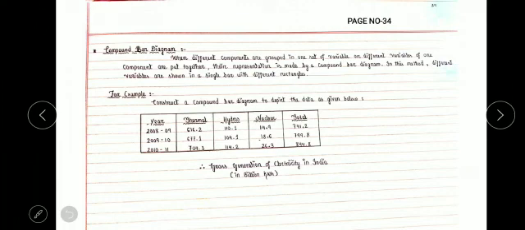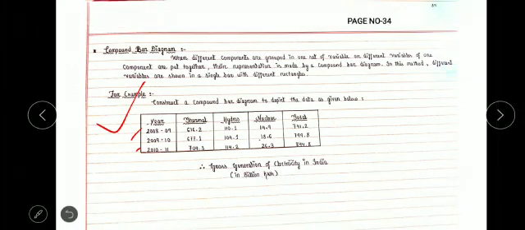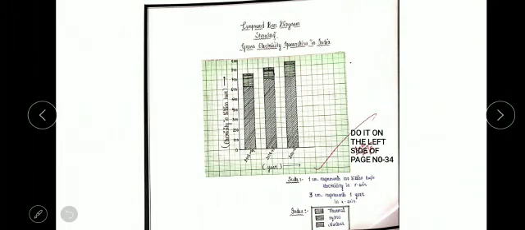When different components are grouped in one set of variable, or different variables of one component are put together, their representation is made by a compound bar diagram. One example is here. Construct a compound bar diagram to depict the data as given below. Three years are here, 2008-09, 2009-10, and 2010-11, and three components are here: thermal power production, hydro and nuclear. Then this is a compound bar diagram.